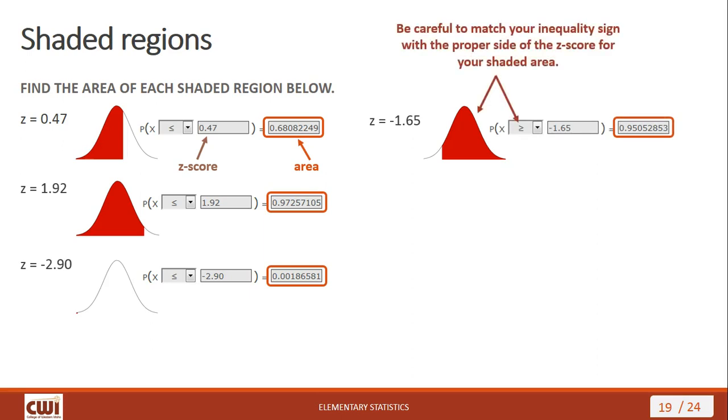Again, please notice that you have to match the drop-down option with the area that you want to calculate underneath the curve. So if you're looking for the area to the left, you want less than or equal to. If you want the area to the right, you want greater than or equal to. Now, if we were solving this same problem with the table, what we would have to do is get the area to the left from the table and then subtract that area from 1 to get the 0.95, which is the area of interest.